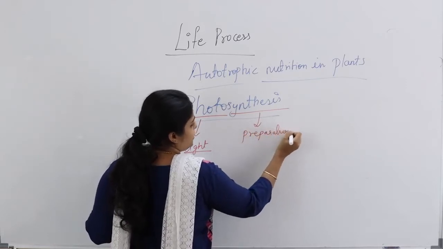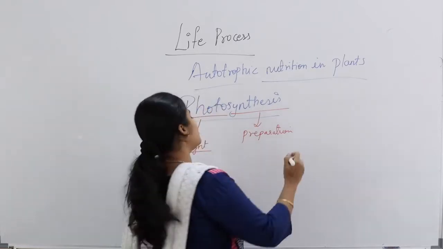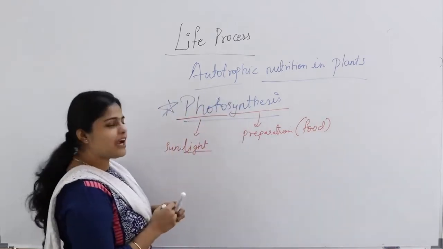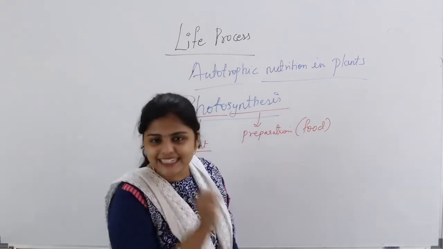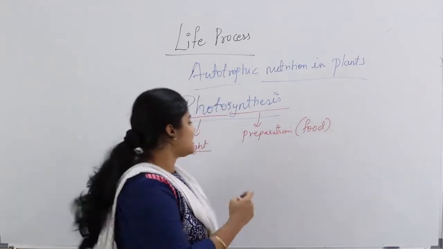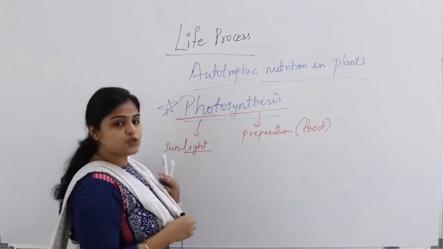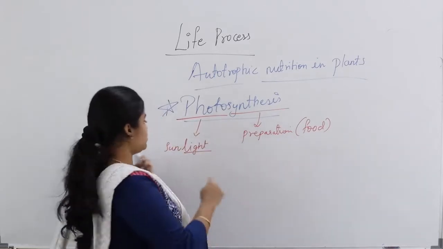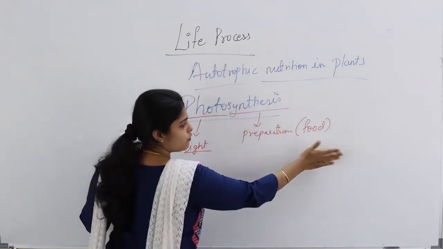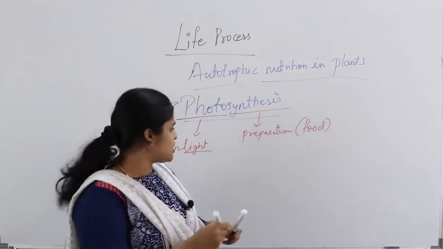So what are you going to prepare? Because the process is photosynthesis, we are going to prepare the food. So I think you all understood what photosynthesis is. It is a process during which, with the help of sunlight, you prepare the food. Clear students? Photosynthesis is a process where with the help of sunlight, you prepare your food. Okay, I'll now define it.